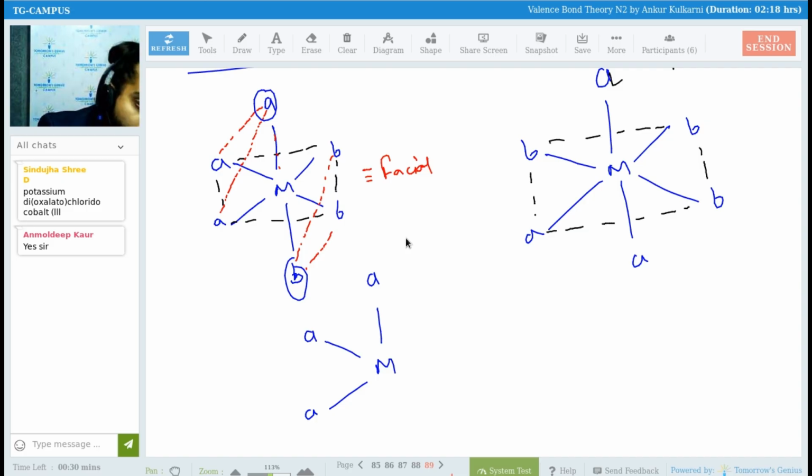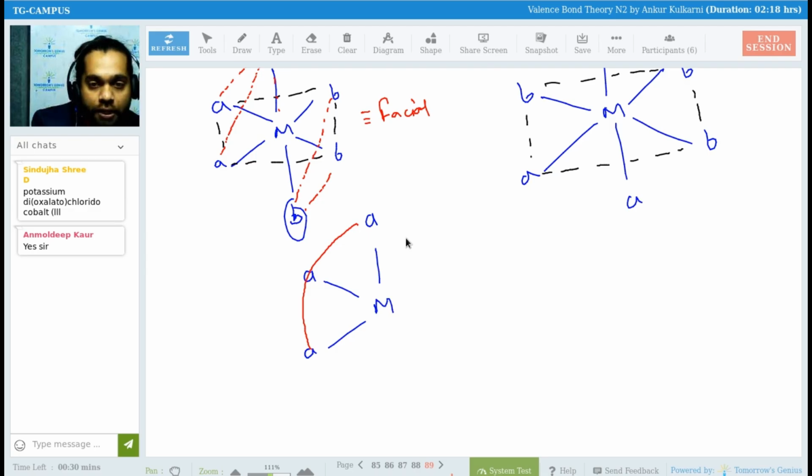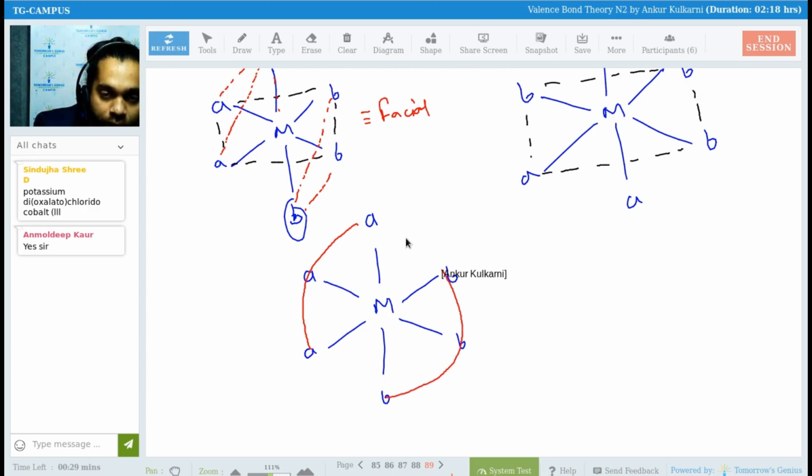So when these three A's are on the one side, remember, and the other three on the other side, B, B, B, this is your facial, two opposite faces. Are you getting it, Jason? This is your facial. Is it clear?